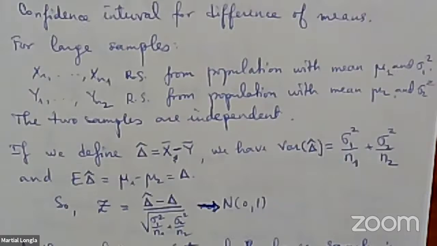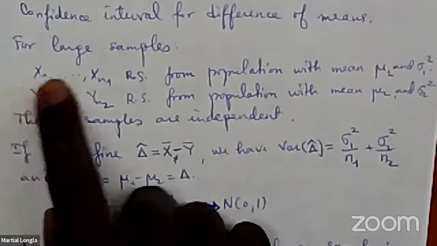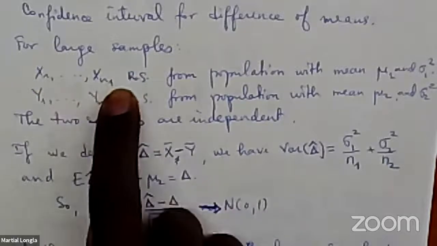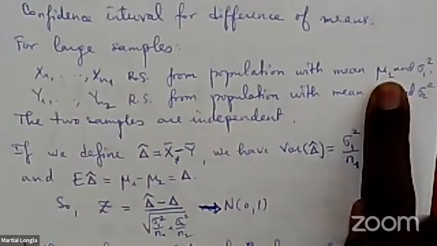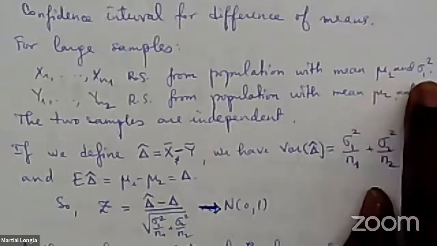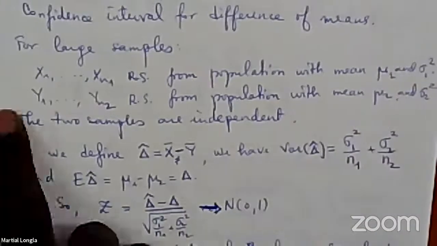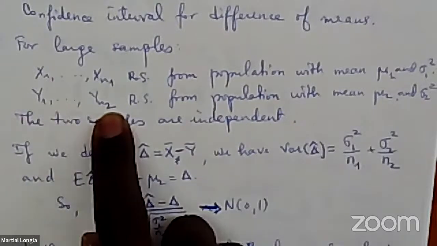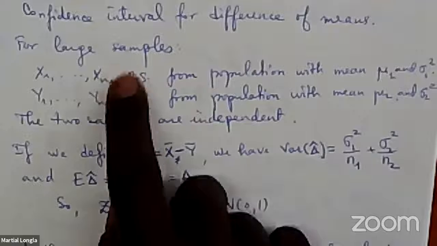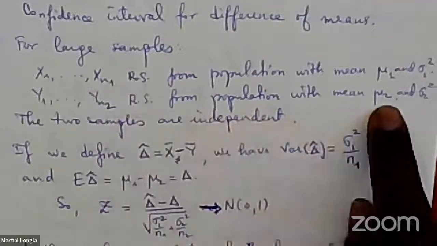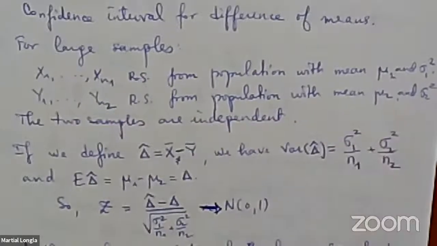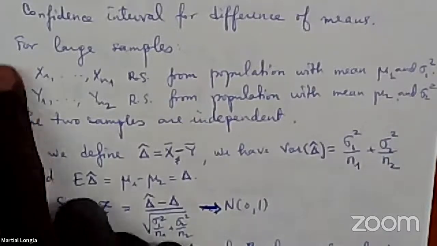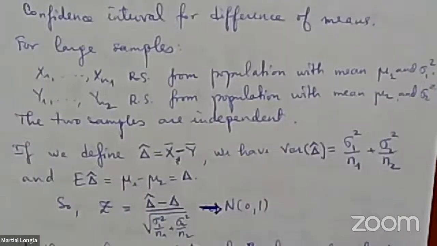And to that end, you have a random sample, x1 all the way up to xn1, from one population with mean mu1 and variance sigma1 square. You have another sample from a different population, y1 all the way to yn2, n1 and n2 different, from another population with mean mu2 and variance sigma2 square. And these two samples are independent. Those are the conditions, and you need to make sure you see those conditions before you start applying.